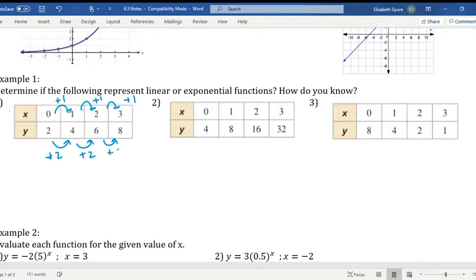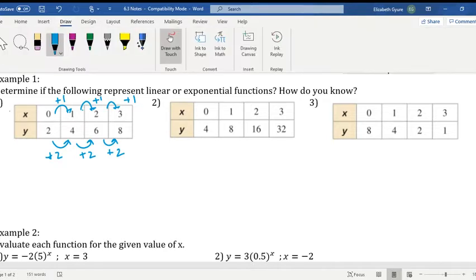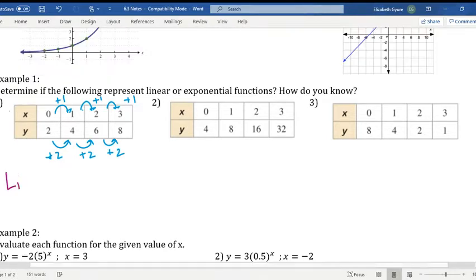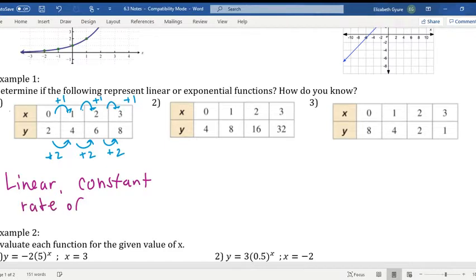So in this, they were both just going up the same amount each time. They're not being multiplied or divided by anything, right? It's just adding the same amount each time. So this one's actually linear. If I had to choose between linear or exponential, this is an example of linear because it has a constant rate of change. So we're going to say linear, constant rate of change.